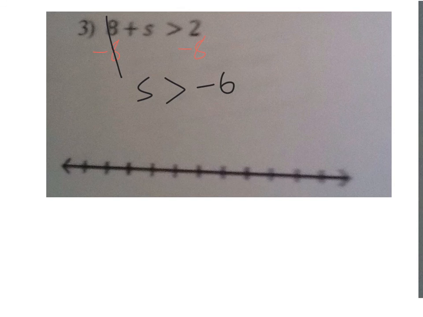So I need to find my negative 6. So I'm going to go negative 7, negative 6, negative 5, and then this is a greater than, so it's a little bit different than the last one. The last one I had it colored in. This is just greater than, so I'm going to have an open dot, open circle at negative 6, and I'm still going to shade to the right because it's greater than.